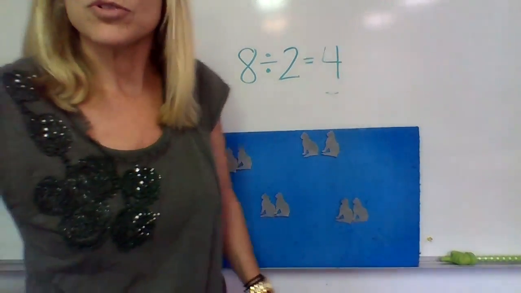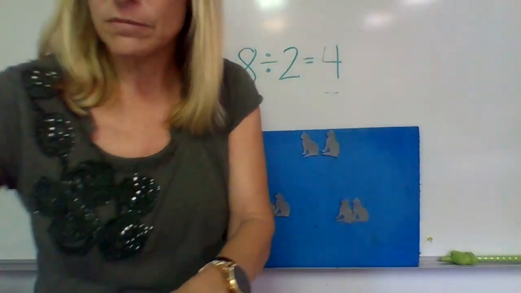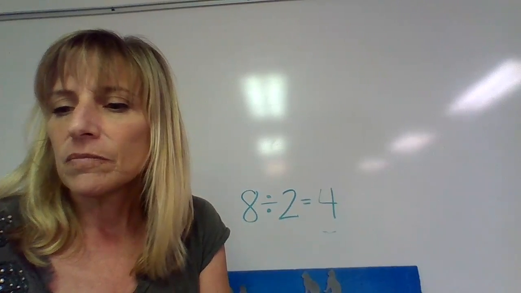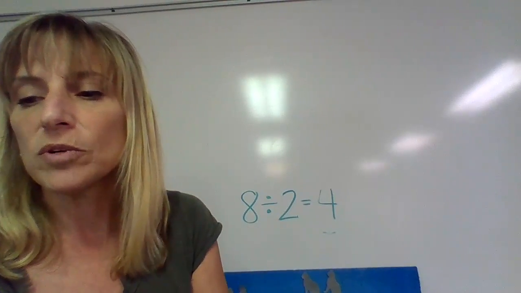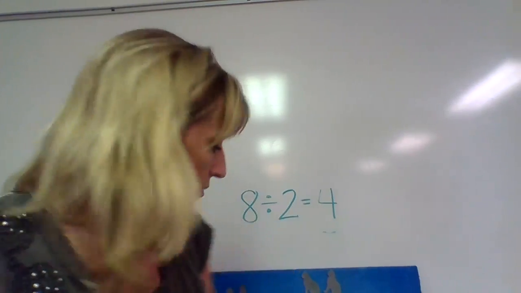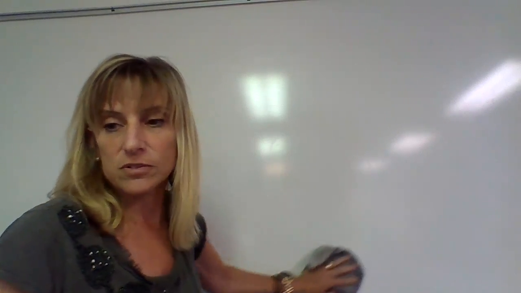All right, I want you to get your page, and I want you to do the top of your page, number 1. You guys should be able to do that, okay? And then also, number 2, it says divide by 2 to find each answer. A cup is a half of a pint. Now we're going to do the first ones together, because this might look a little difficult at first, okay?